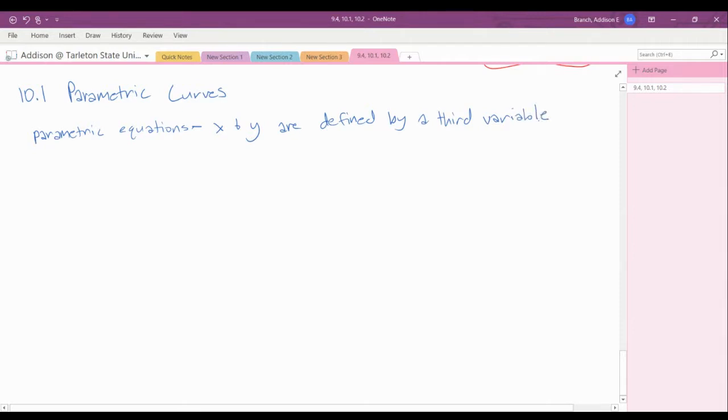So essentially what this means is that x is equal to some function of t, and y is equal to some function of some other t. So we can see how x and y are both on the same graph, but they're both defined by a different variable, in this case t. And that third variable is what is referred to as a parameter. That's where we get the term parametric equations.